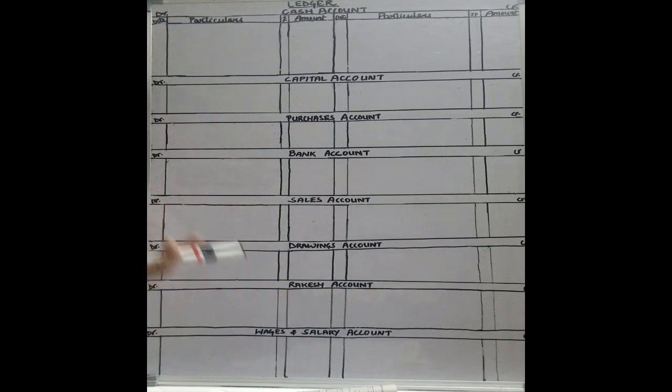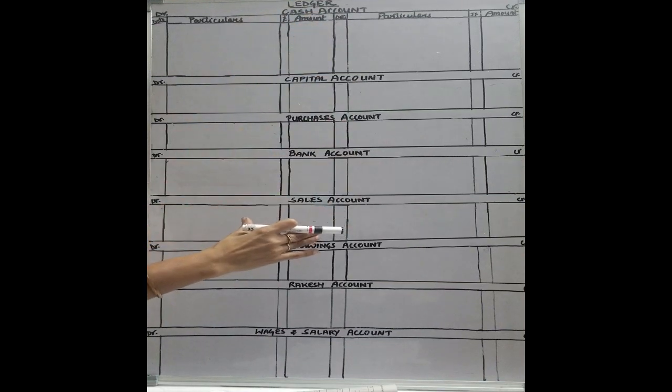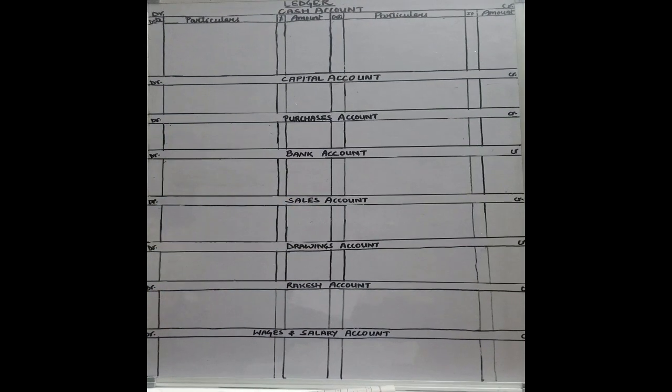Now generally we pass all the journal entries and then simply transfer them to their respective ledger accounts. But here, because we have a shortage of space, we'll go transaction by transaction. I have already prepared all the accounts that I guess we'll have to make while solving this question. So now let's start solving the question.